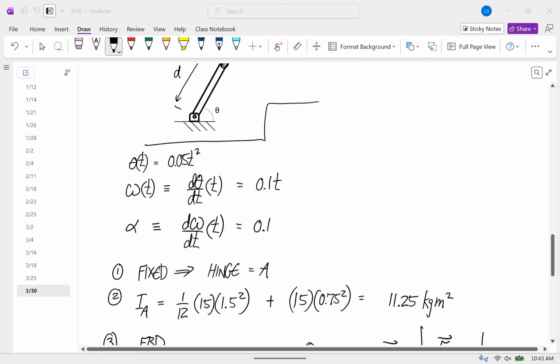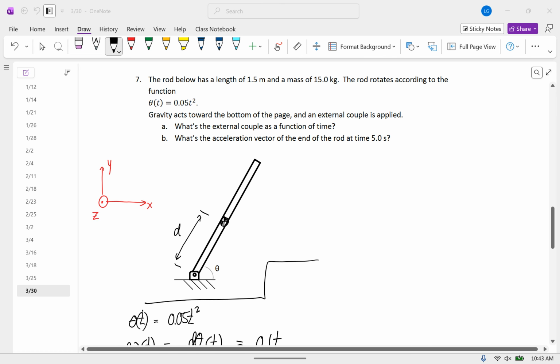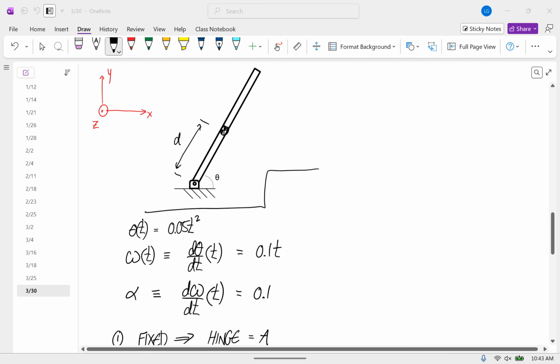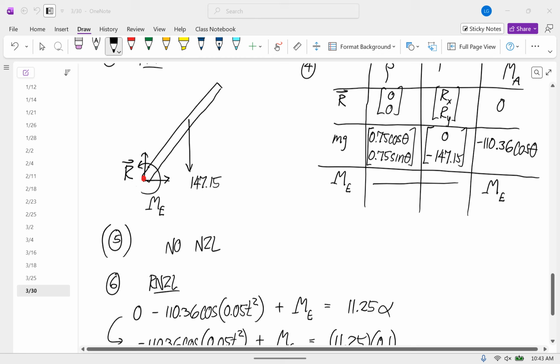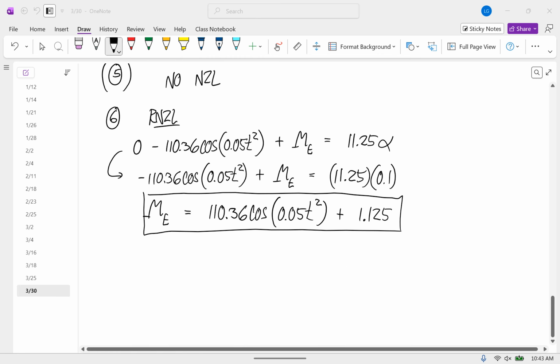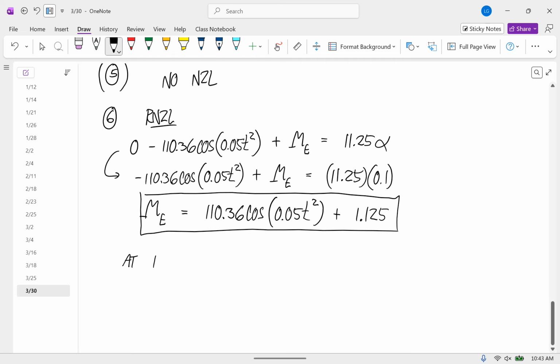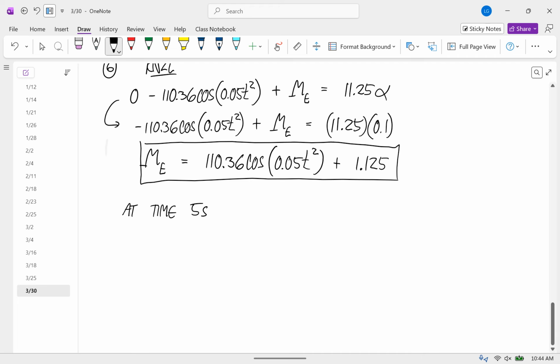Okay, so what else we got here in this question? What's the acceleration vector at the end of the rod at time 5 seconds? Okay, well, now this is just like a plug-in-the-equations thing. So now we can say, at time 5 seconds, theta is equal to 0.05 times 5 squared. So I'm just plugging it into that function.